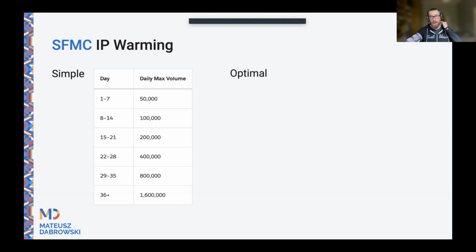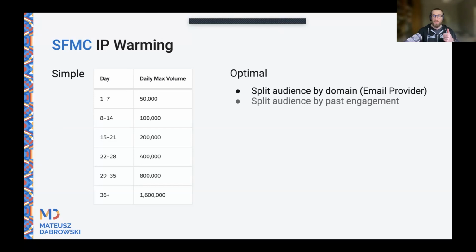So if you want to do it in an optimal way, not the simple way, split audience by the domain, by the email provider. So it is important to consider all domains per email provider. Again, Microsoft has a few different domains, Yahoo has a few different domains. So there are pages on the internet where you can see which domains are related to which provider that can help with deciding this split. Split audience by past engagement to be able to focus on the most active audience, especially for the first sends, to build up this momentum for your IP warm-up.